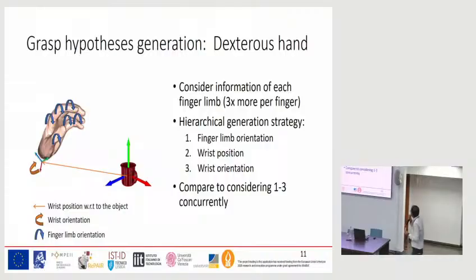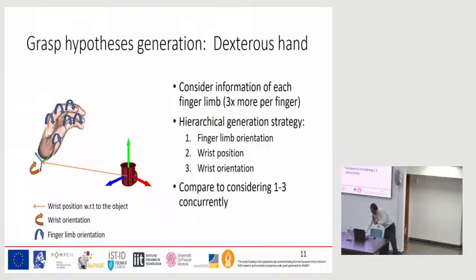And the way that we discovered that works better is first doing the finger limbs, the ones that are in blue. So we first select what is the right rotation of each one of the fingers. And then afterwards, we select the position of the wrist. And then finally, the orientation of the wrist. So using this hierarchical approach, we were able to generate better grasp hypotheses. And we compared against doing all these variables at the same time.